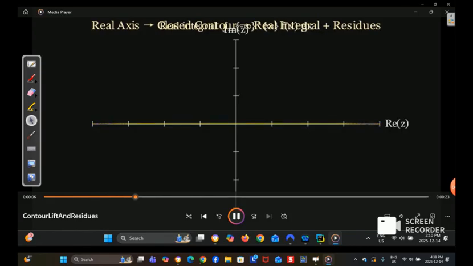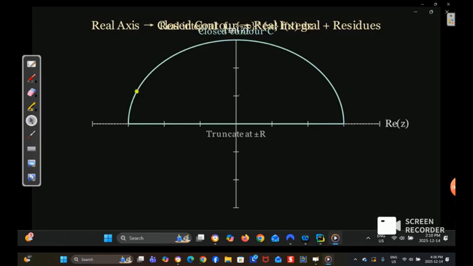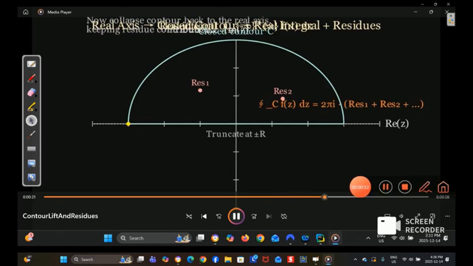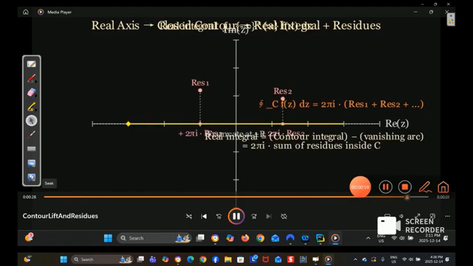This is the most common contour that we use, the semicircle. It's not always used though, but yes. So by having the real axis and then the closed contour, this implies that we get real integrals plus residues. And as I said, that's the residue theorem: the integral over C of f(z) dz is 2 pi i times the sum of all residues.